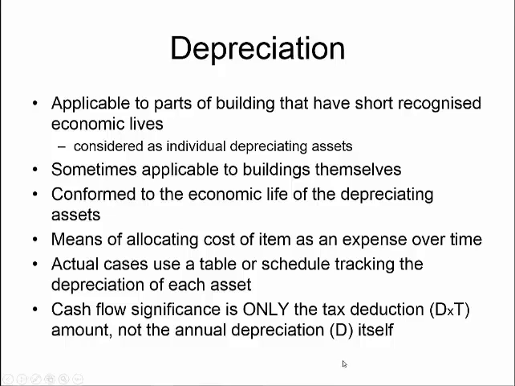Let's move on now to looking at depreciation. This is the second item that needs to be considered as part of our income tax. Now, depreciation is applicable to those parts of the building that have short and recognised economic lives. And so we've been talking about replacing the carpets. That's an easy and obvious one. Carpets don't last forever, especially in investment properties. Also things like bathrooms, kitchens, curtains, hot water systems, quite a number of things.